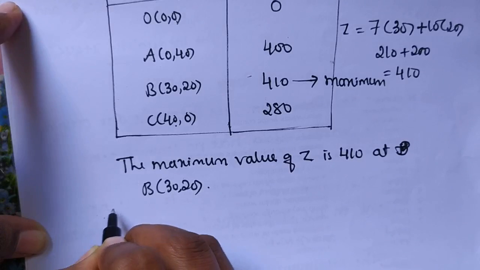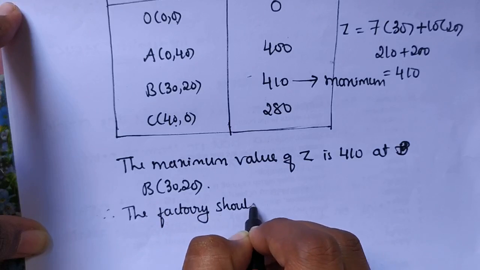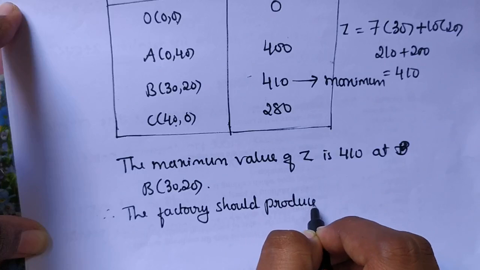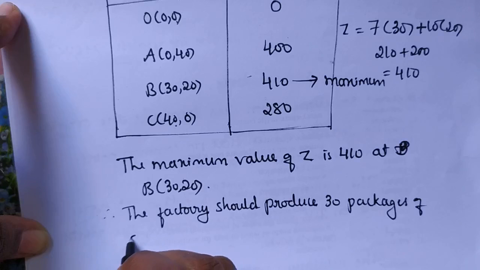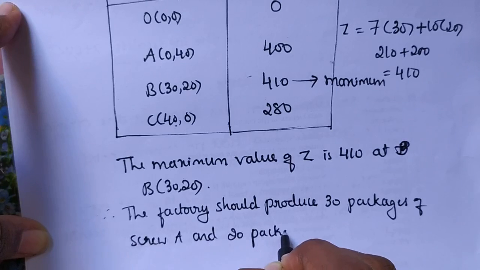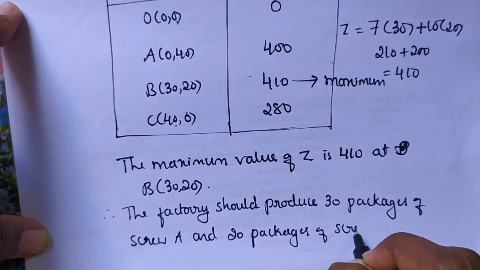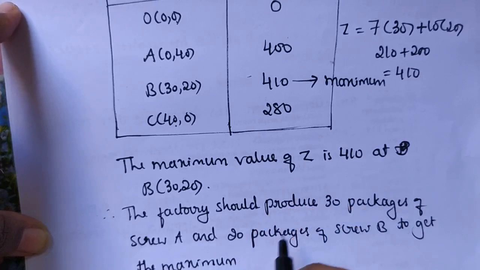So, I write the conclusion. Therefore, the factory should manufacture or should produce 30 packages of screw A and 20 packages of screw B to get the maximum profit. Maximum value of z is nothing but maximum profit of rupees 410. This completes the solution.